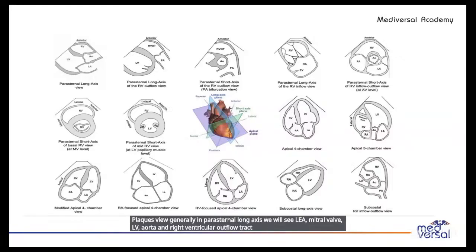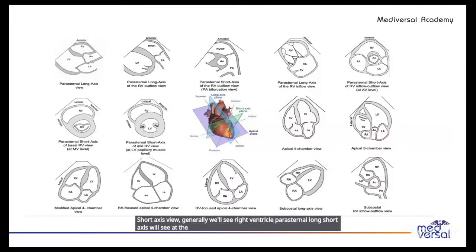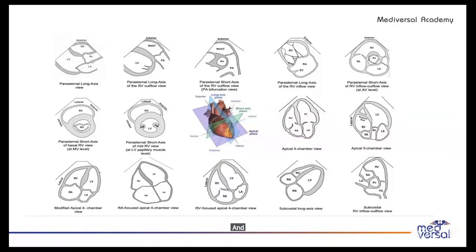For the parasternal short axis view, generally we will see the right ventricle. The parasternal short axis is seen at the level of the mitral valve, at the level of the papillary muscle, and at the level of the apex. Generally we will see the parasternal short axis view with the RV, interventricular septum, and left ventricle. In the RV we will see the anterior wall, lateral wall, and inferior wall. The second row, first image.